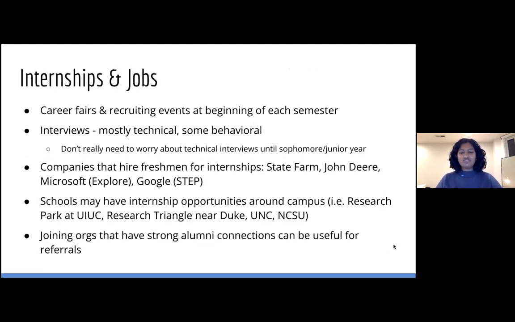So with internships and jobs at University of Illinois, we have career fairs and recruiting events at the beginning of every semester. And so for our fall fair, when it was in person, we had about 500 companies come, and this is the engineering career fair, so they're recruiting all engineering majors. But we had over 500 companies come. In the spring, it was about half. So they're really, really big career fairs.